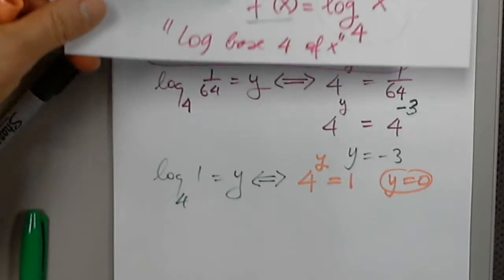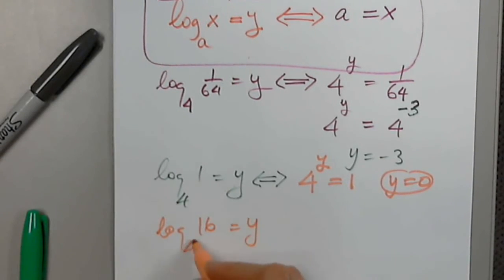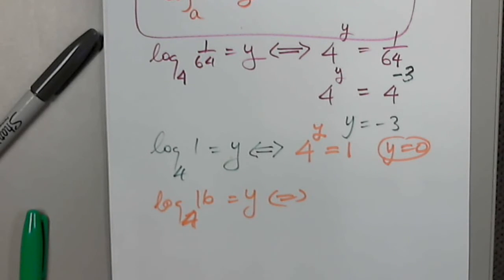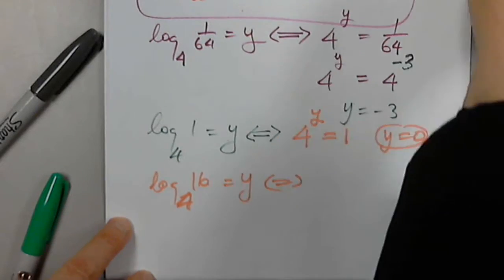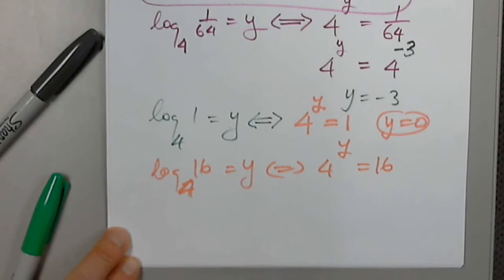0. Yes. And the last one, log base 4 of 16, again, is unknown. But I know how to change this into an exponential equation, and what will be that exponential equation? Can anyone give? Very good. 4 raised to y equals 16.